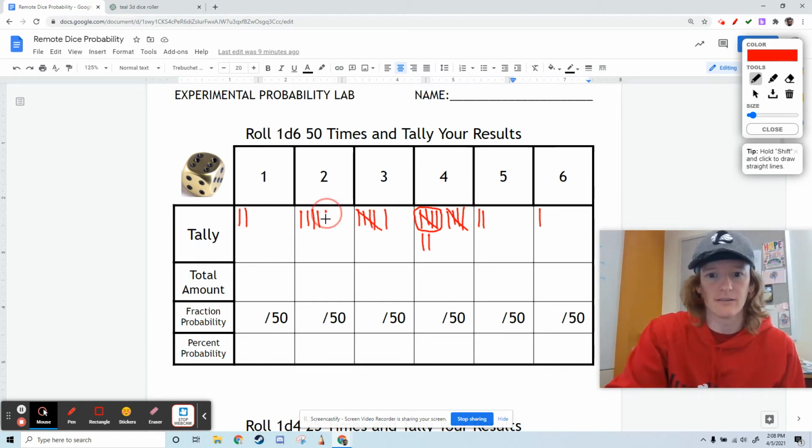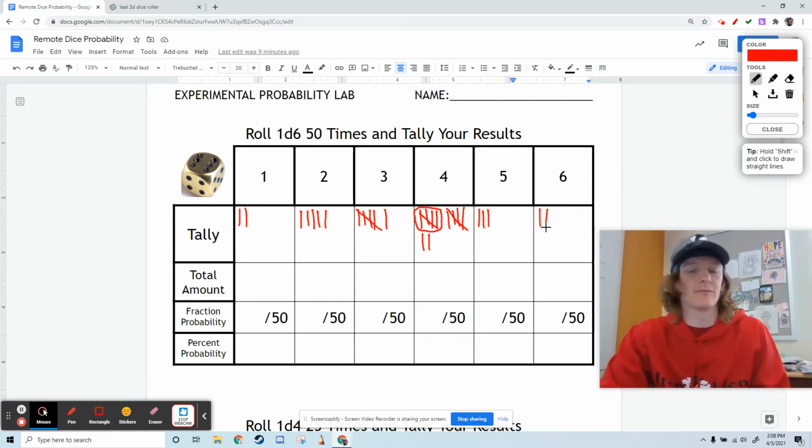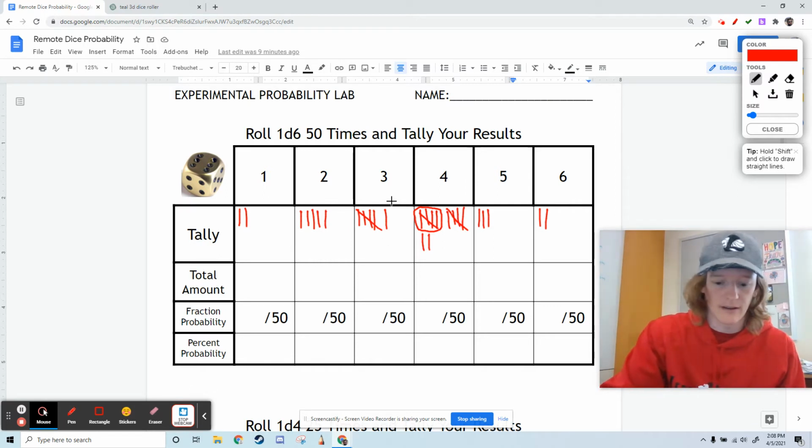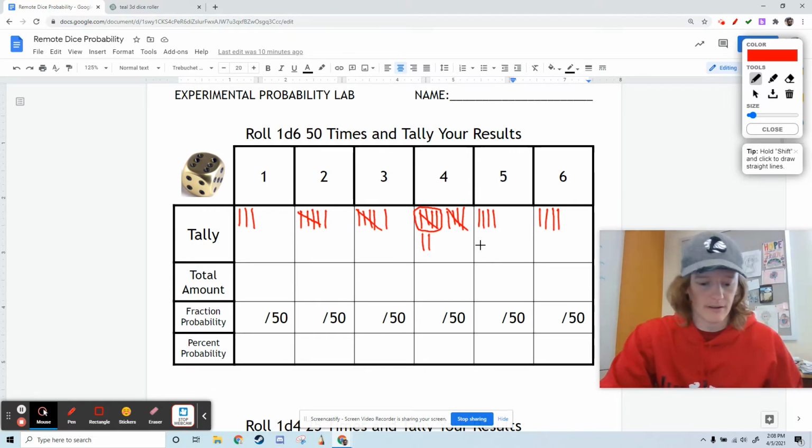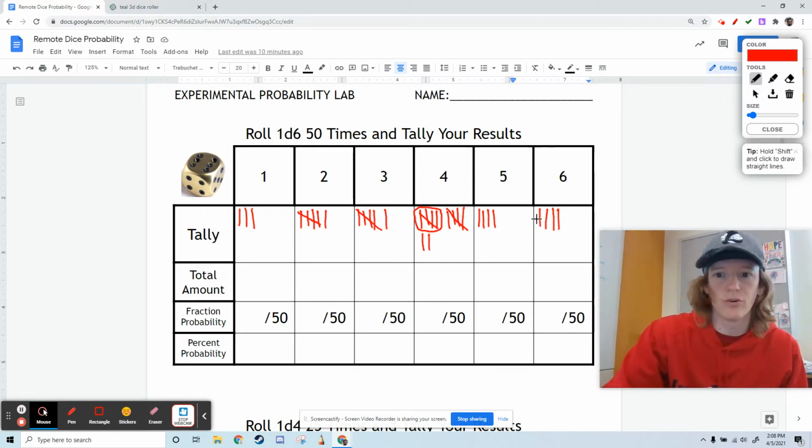3, 3, 2, 5, 6. Oops, I missed that cross. My next 2, I'm going to make sure I do across. 5, 1, 6, 6, 2, to make up for my missed cross there. That should be 30. We've got 6, 5, 4, 2, 1.